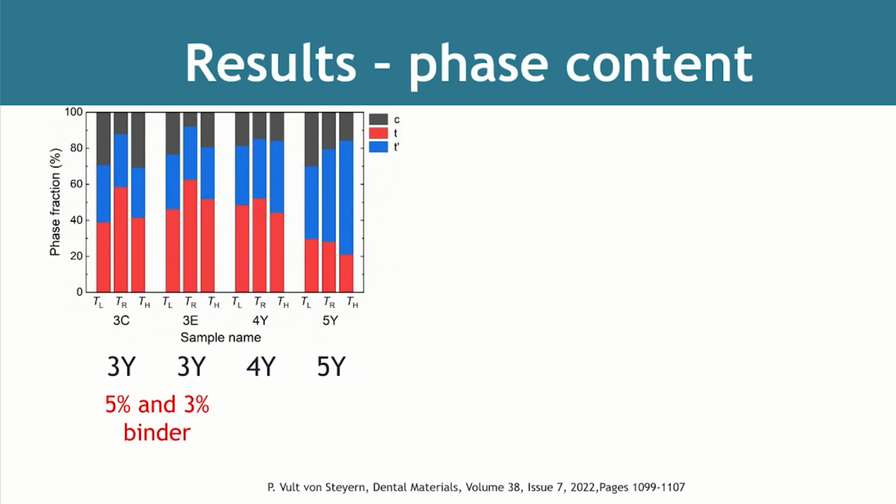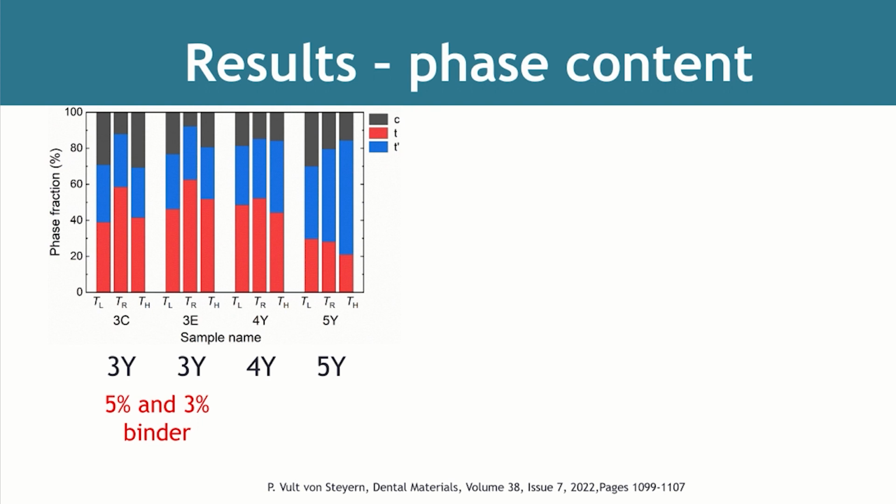Here we show our results from the 3 to 5 yttria mole % in zirconia. To the left, we have two different 3Y materials. The difference between these two materials is that they have 5% and 3% binder. For the rest of the materials, we have 3% binder. The benefit of a higher binder content is that you can mill more complex shapes. However, we'll see later on that this reduces the mechanical properties somewhat.